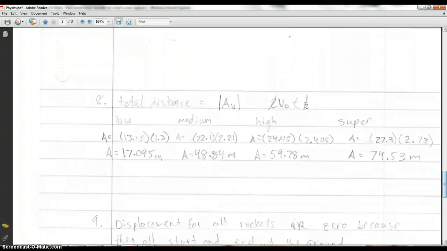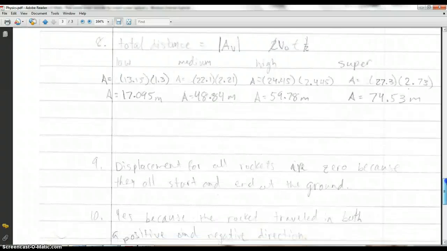Okay. Now number 8 says, what is the total distance that the rocket traveled? So total distance is absolute value. I put total distance equals absolute value of the area of the velocity graph. To find the area of the velocity graph, you do 2 V naught times t times 1/2, because it's a triangle and there are 2 triangles. So the 1/2 and the 2 cancel out and you just get V naught times t. So I plugged that in for all 4 and got the answers.